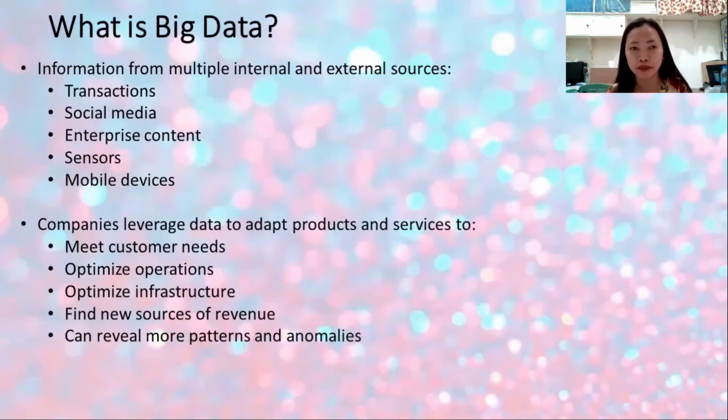Actually, if you're dealing with big data, talking about that, what is big data? So we have here the information from multiple internal and external sources, like transactions, our social media, the ones that we have mentioned a while ago, like Facebook, Instagram, Viber, enterprise content, sensors, and other mobile devices. So these are the main sources of big data. Companies leverage data to adapt products and services. Why? First, to meet consumer needs or customer needs, optimize operations, optimize infrastructure, and find new sources of revenue. And it could also reveal more patterns and anomalies through big data.